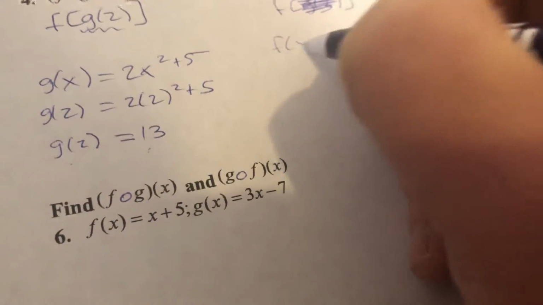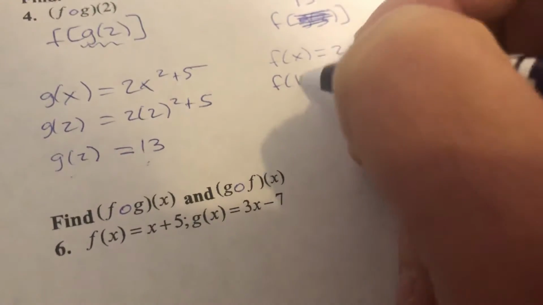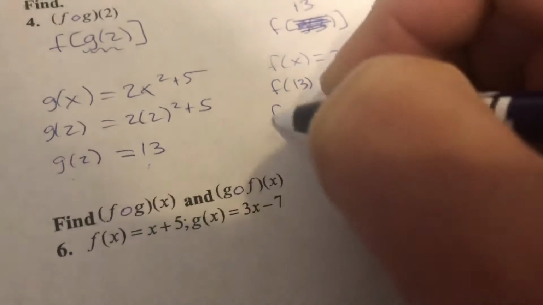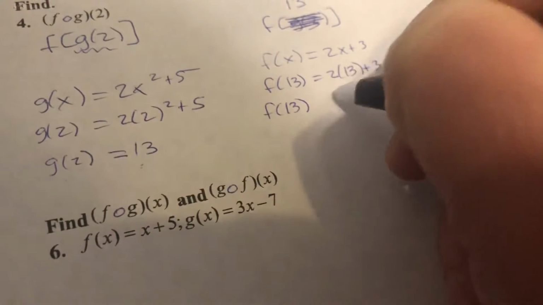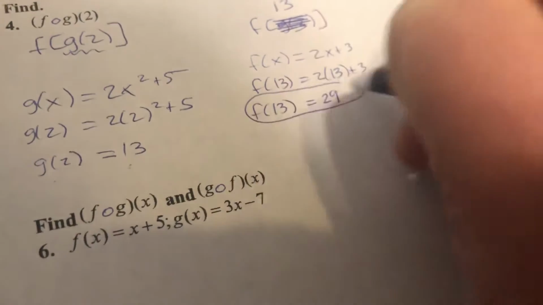So f of x, sorry about that, is 2x plus 3. f of 13 is 26 plus 3, which is 29. So that's your final answer.